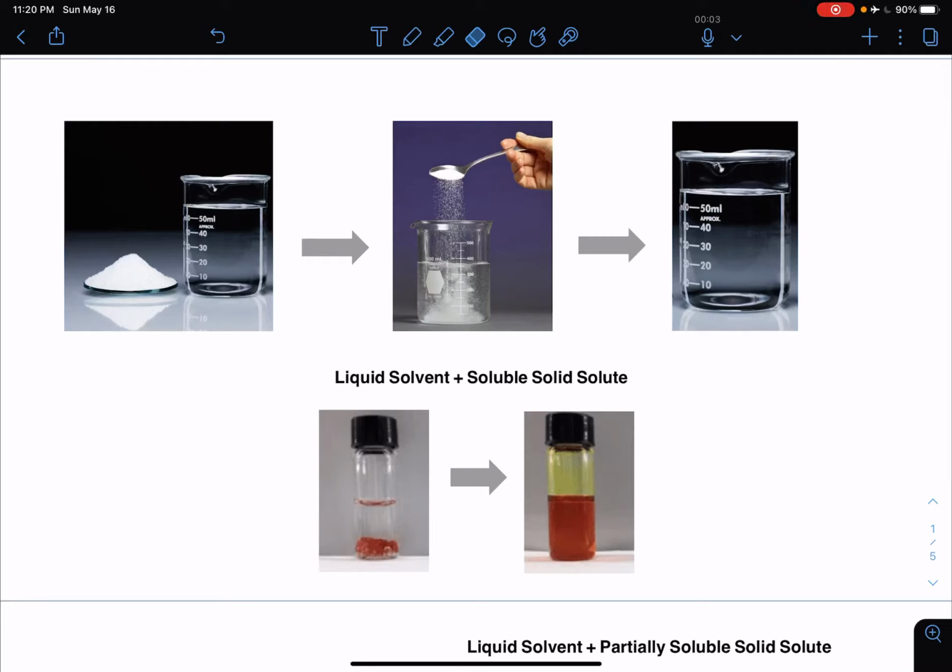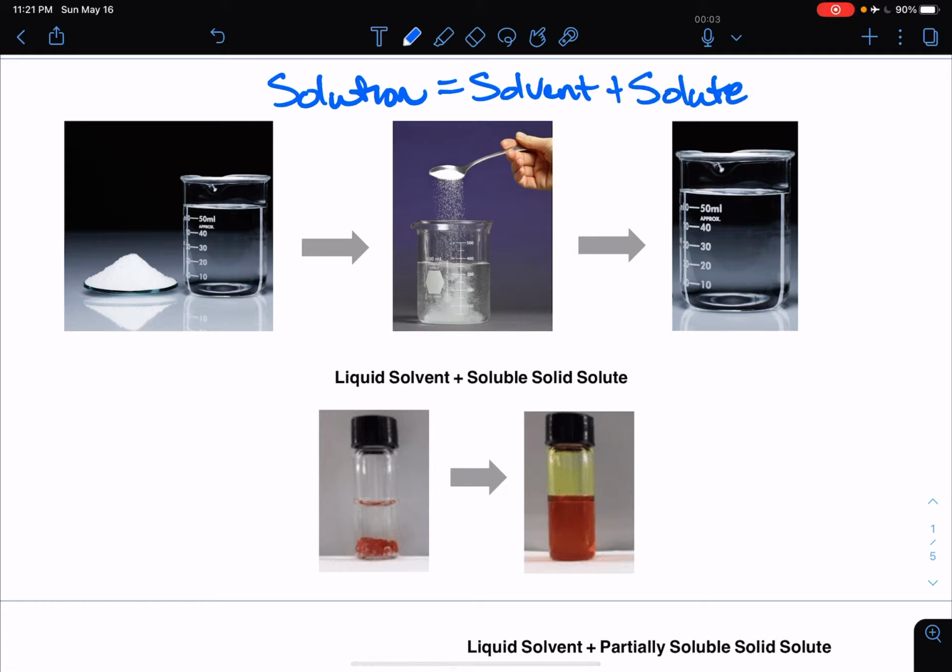Hi, students. I want to talk to you a little bit about what you might see when you do the Solutions and Solubility Lab. But first, I want to quickly review for you what a solution is. So let me go ahead and write it here at the top. A solution is composed of a solvent, which is the substance that's going to dissolve something else, and a solute. And the solute is the thing that's being dissolved.